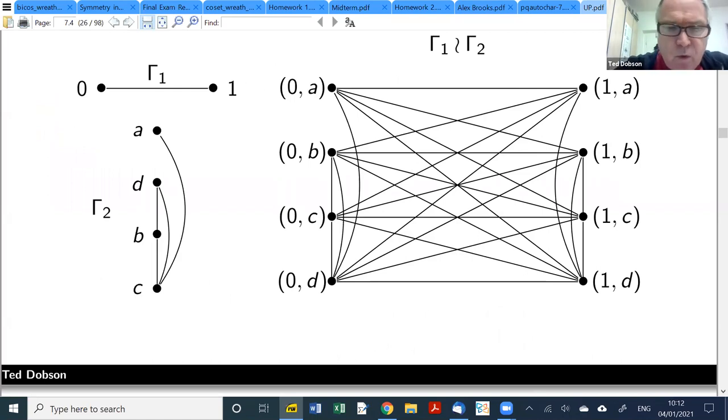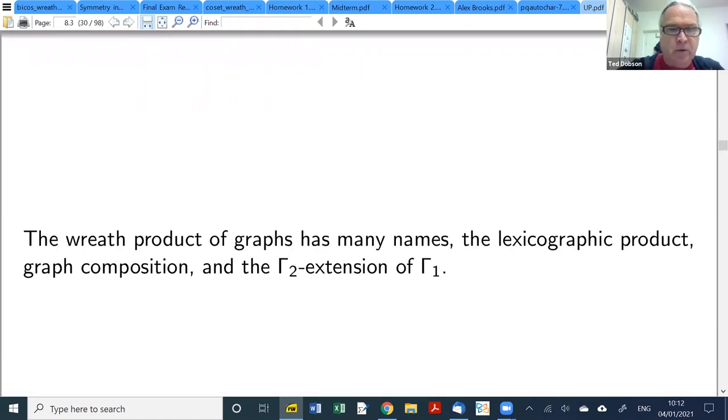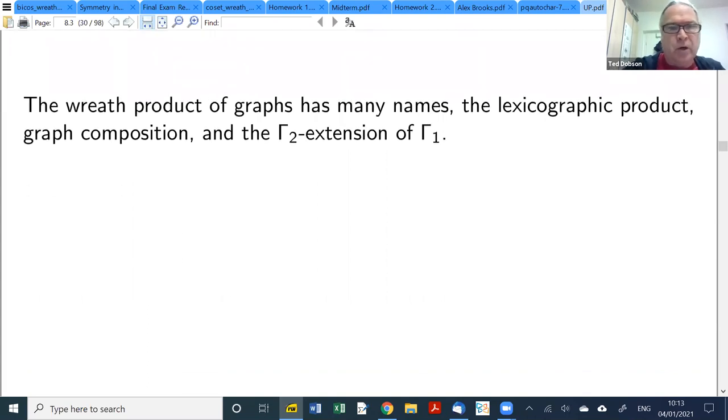Wreath products were first studied, introduced, by Harary. He had a particular purpose in mind, which I'll tell you in a little bit. But these graphs are actually quite useful, and they popped up in a variety of contexts, and so they have a variety of names. So let me get all the names that I know. It's also called the lexicographic product. This term is actually quite popular, especially amongst people in the Australian group. They like to call it the lexicographic product.